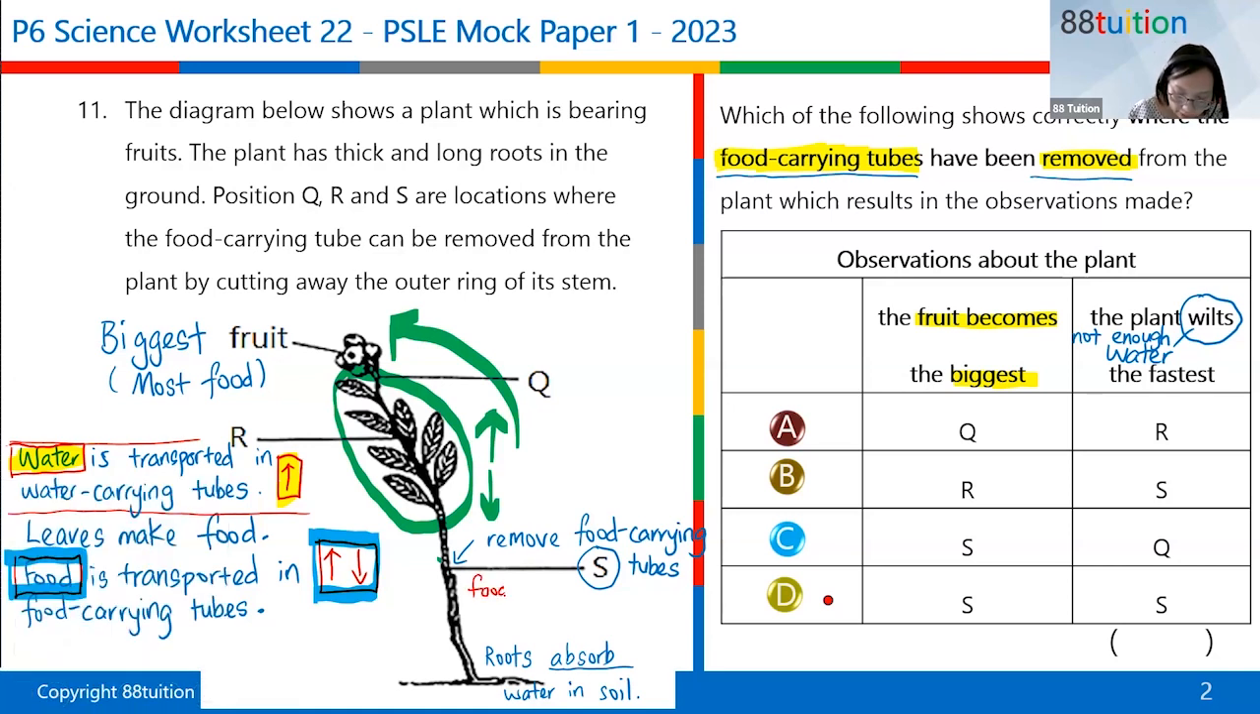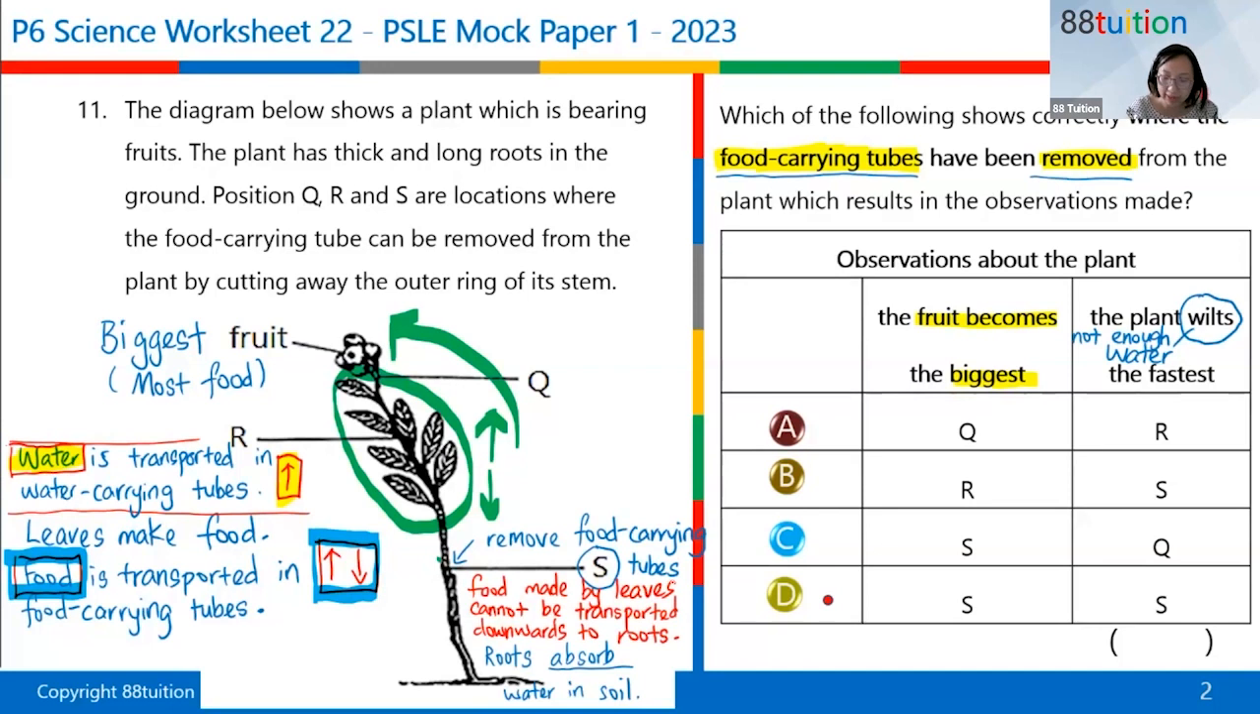So the food made by leaves cannot be transported downwards because I cut away the food carrying tubes at point S. It cannot be transported downwards to the roots. So the poor roots will be very hungry.